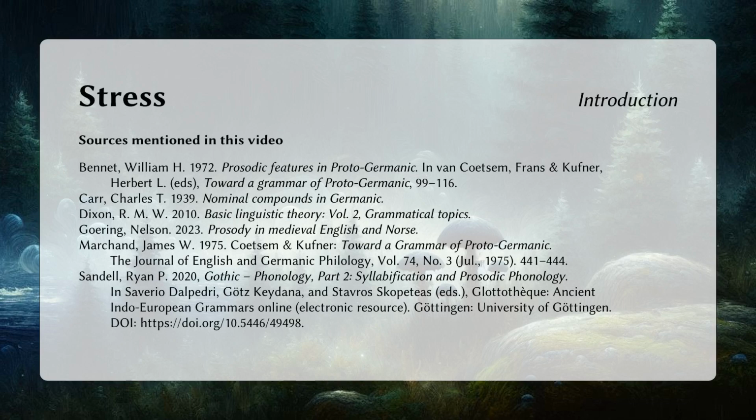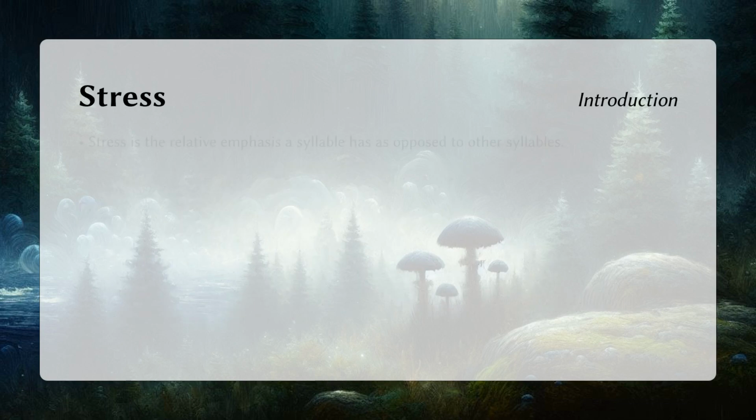Our topic today is stress placement, stress being the relative emphasis a syllable has in a phonological word as opposed to other syllables. Stress placement in Proto-Germanic seems relatively straightforward. There are as usual attested exceptions to several of the things that will be mentioned here, and there are also diverging opinions on certain matters that you might encounter in the literature. But on the whole, I at least don't believe that anything in the following will be considered controversial or widely contested.